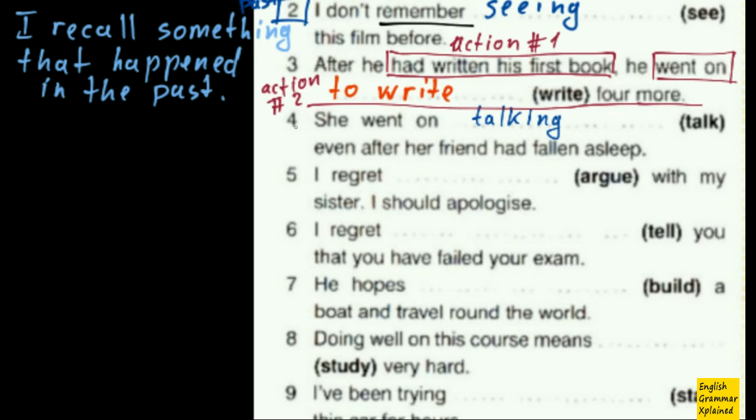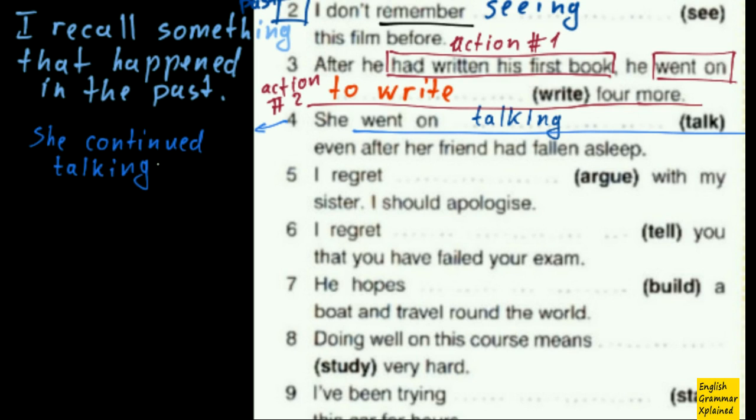So, what about number 4? She went on talking even after her friend had fallen asleep. So this action here was continuing. So I can say here, she continued talking. And that's just the same thing. Unlike number 3, when he wrote his first book and then he wrote 4 other books.